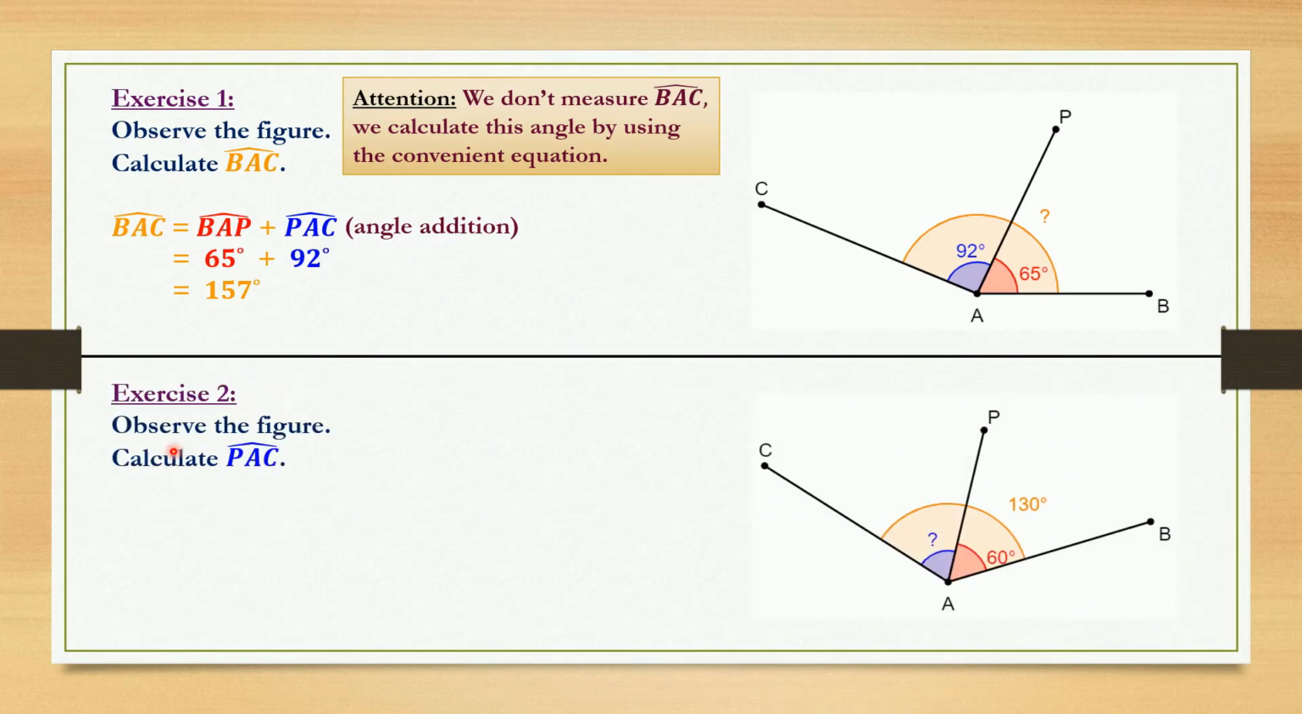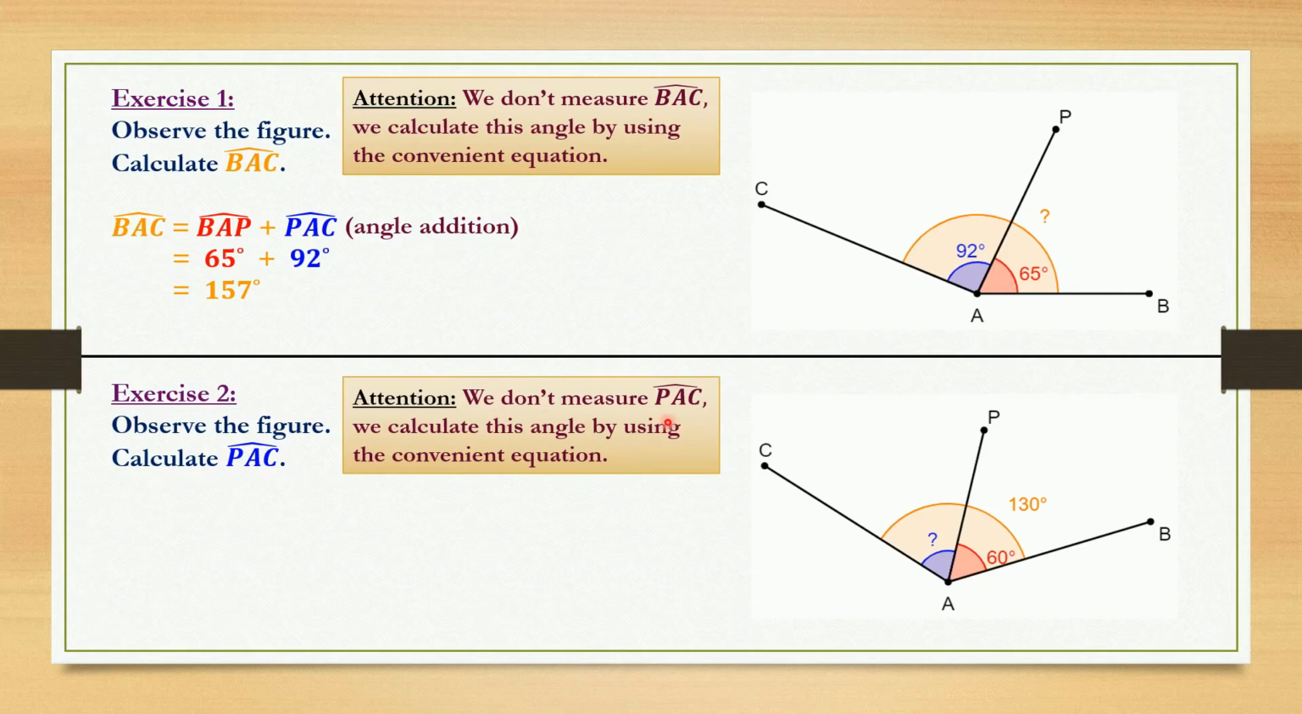Exercise 2. Observe the figure, then calculate PAC. So in this figure, angle BAP equals 60 degrees given, and angle BAC equals 130 degrees also given. They are asking us to calculate PAC. This angle is actually a part of a whole. And to calculate PAC, we need to subtract from BAC the part BAP by using the angle subtraction equation.